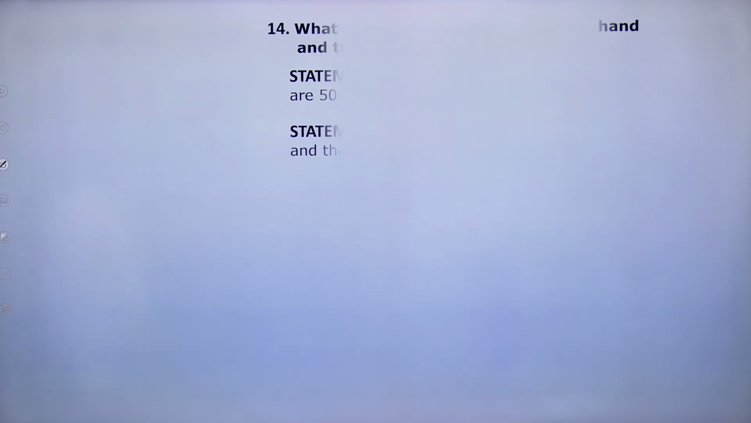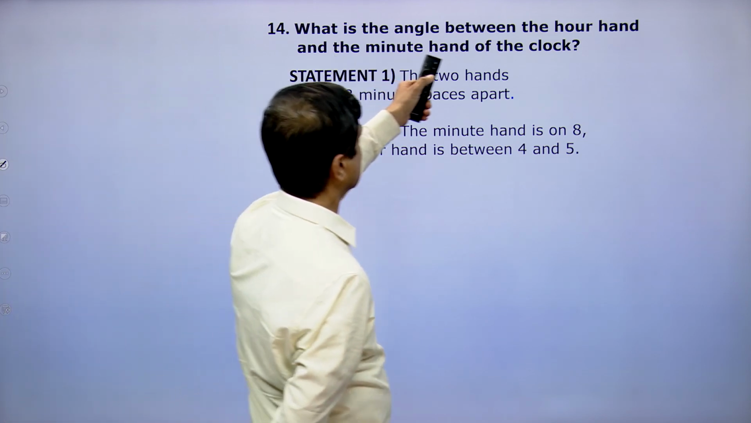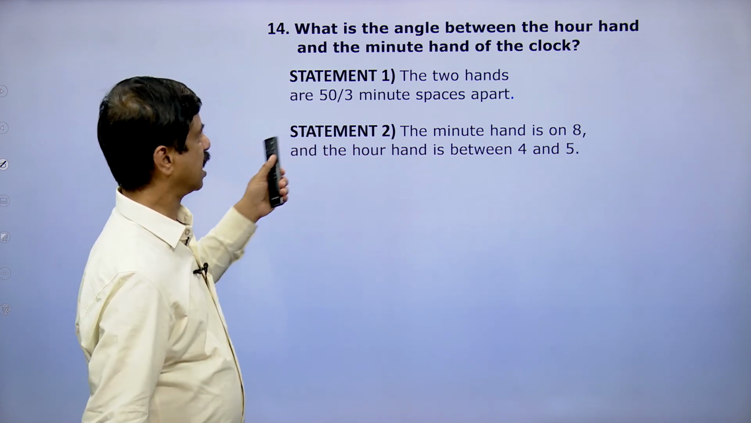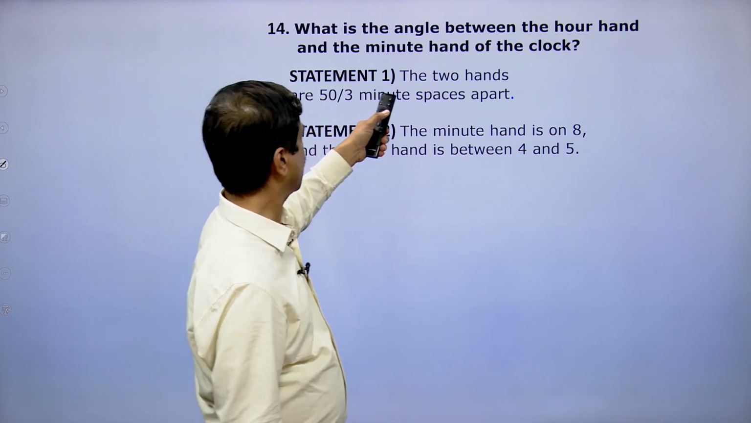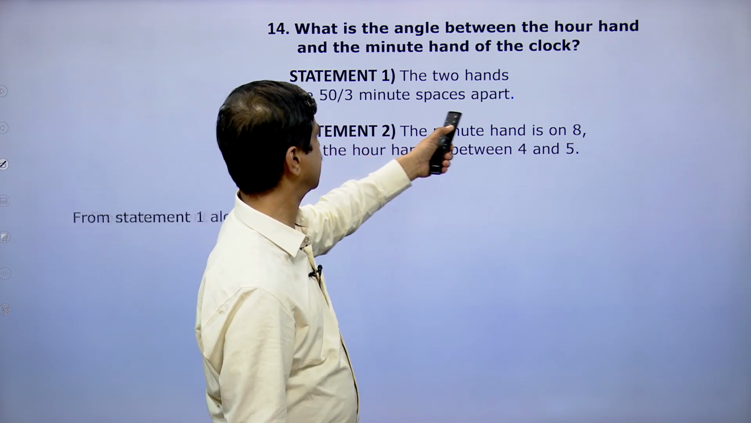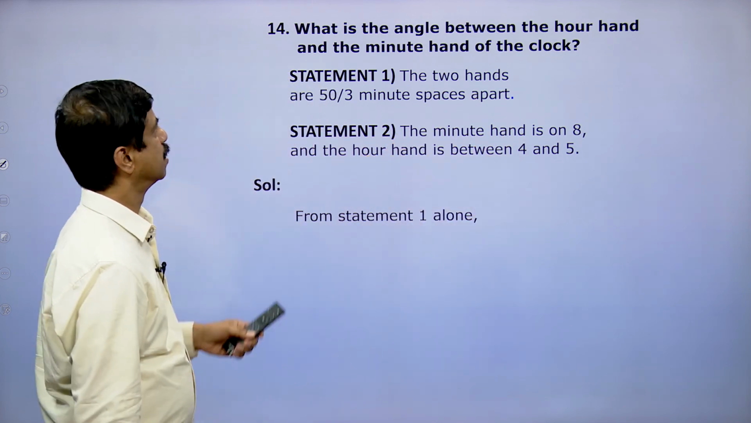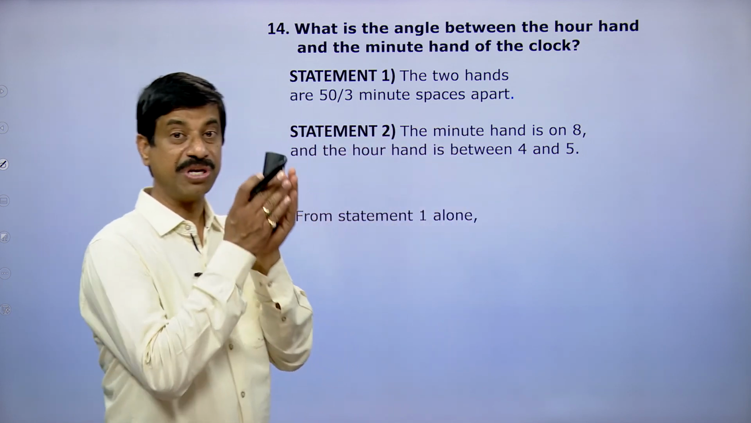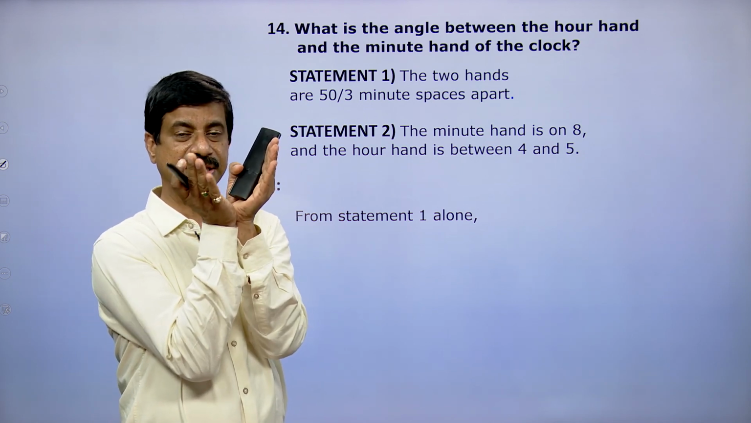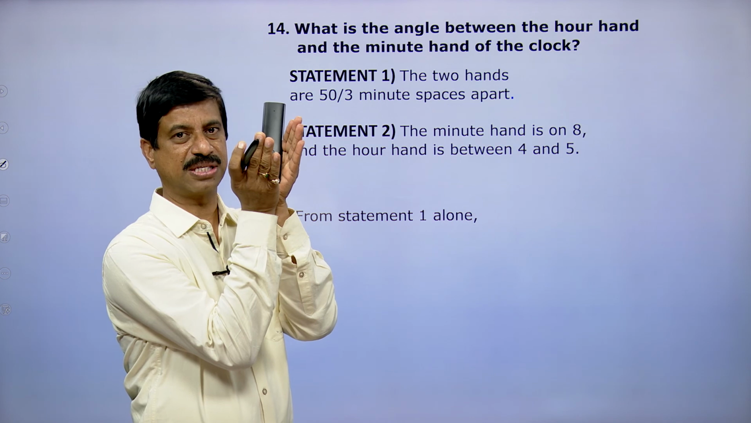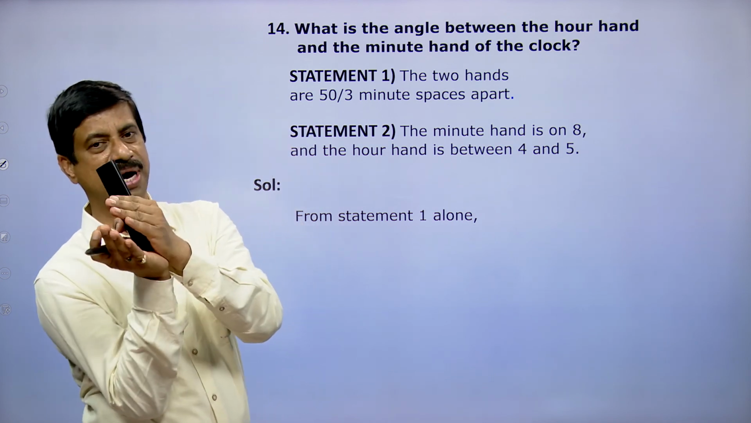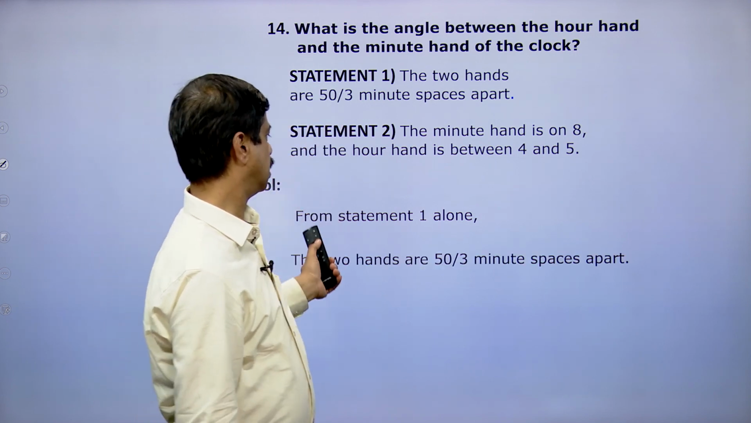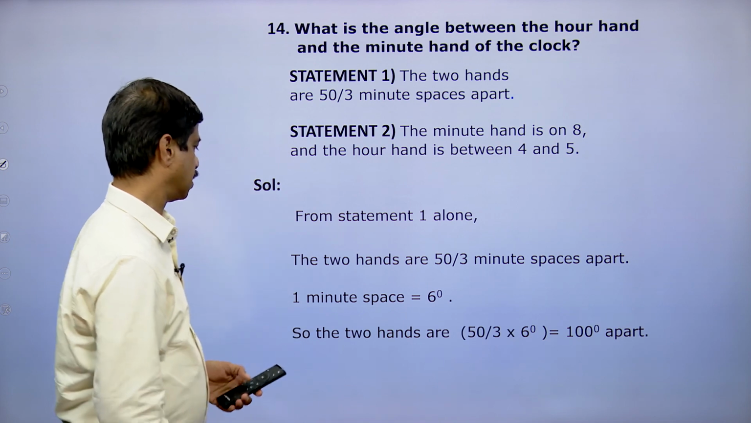So let us go to the next question. What is the angle between the hour's hand and the minute's hand of the clock? So the angle between the minute's and hour's hand. The statement 1: the two hands are 50 by 3 minutes spaced apart. With that, the two hands are 50 by 3 minutes spaced apart, means which time is it spaced like that? Is it at 12 o'clock and past something, or 1 o'clock past something, or 2 o'clock past something like that? Nothing is known. Therefore, definitely statement 1 alone cannot tell anything about it.